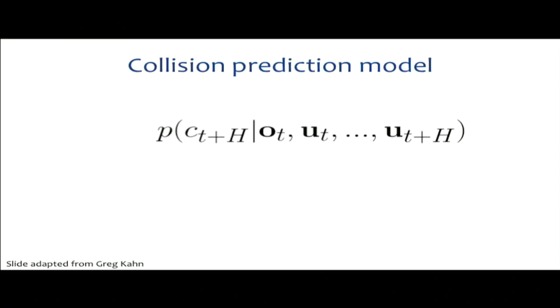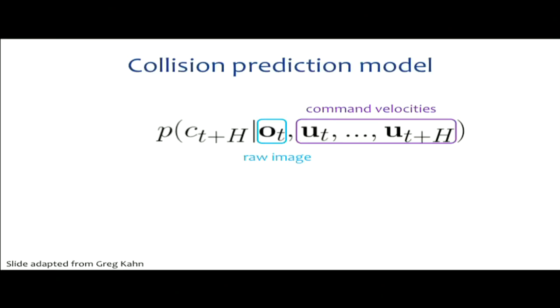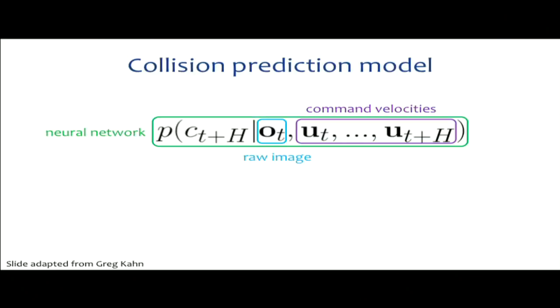Okay, so what is this collision prediction model? So the model looks like this, and it's given the raw image that the robot sees and the commanded velocities, or just some actions that the robot is going to take at the current time step and up into the future. We're going to train a neural network to predict the probability of collision h time steps into the future.